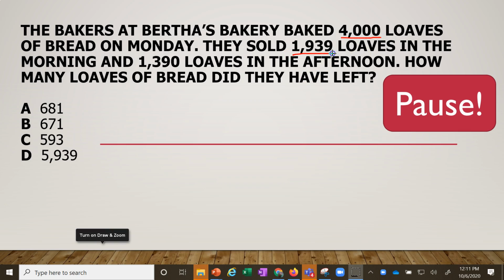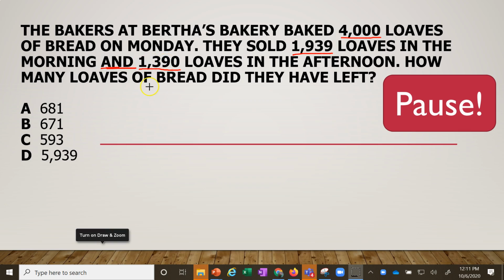They sold this many and they sold this many. So we want to know how many loaves of bread they have left. So the number has to be below 4,000. The number has to be getting smaller because they're getting rid of loaves of bread and they're getting rid of loaves of bread. All right. So what I would do first is I would figure out how many loaves of bread they got rid of. Well, they got rid of 1,939 and they got rid of 1,390.